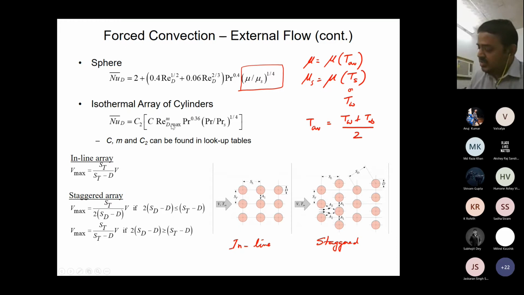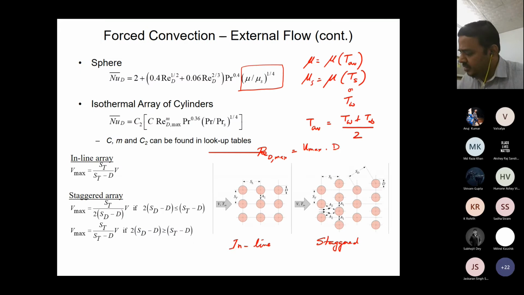Now, what is Reynolds? How is this defined? That's important. Okay. This Prandtl over Prandtl s, you understand, because it pretty much comes from mu over mu s. Because Prandtl is mu Cp by k. But the thing is, this Reynolds, how is that defined? This Reynolds D max is therefore u or V max. Here it is written as V max. That's okay. The maximum velocity times the diameter over nu. Okay. Now, what is maximum velocity?